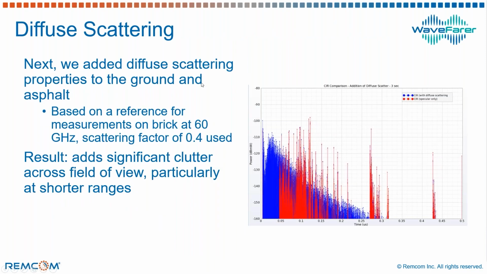Next, we thought we'd add in some diffuse scattering for the road. Based on some measurements and some different values that were available in the literature, we chose a scattering factor of 0.4, which actually matches up with our defaults, and we applied this to both the road and the terrain.